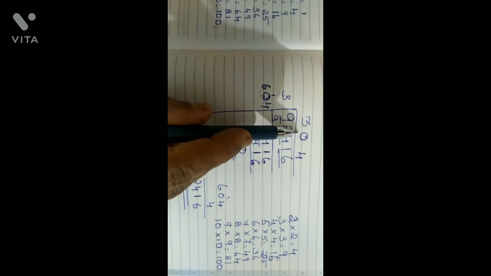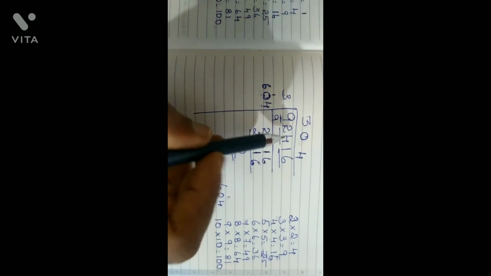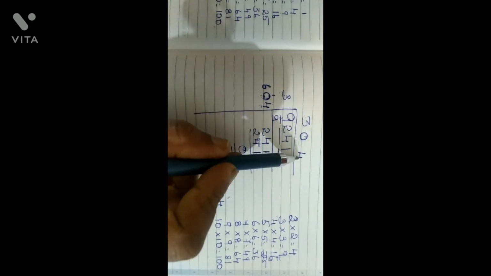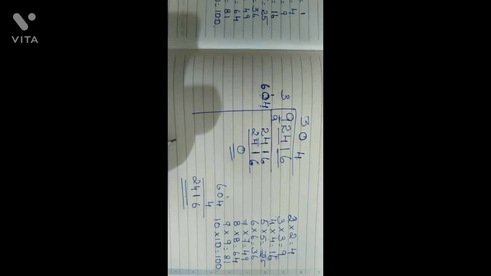So what is the square root of 92,416? It is 304. So let's continue in the next class.